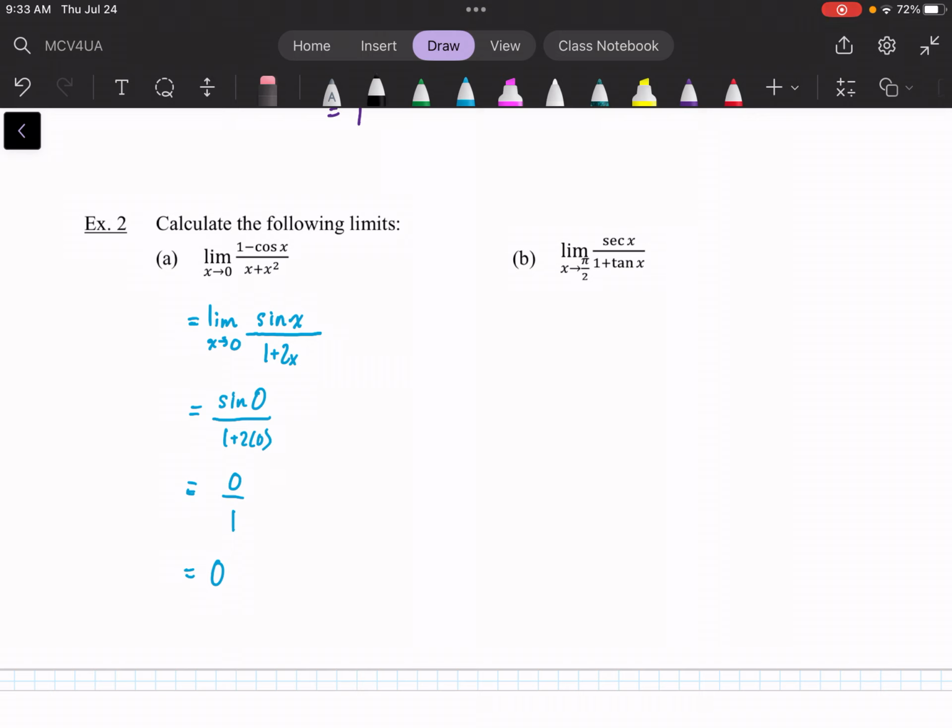Okay, so let's try this with our next problem. Again, if you substitute pi over 2 into the numerator, you do get 0. Substituting pi over 2 into the denominator, well, actually, you get infinity. So you get infinity over infinity. So this turns out to be one of those other instances.